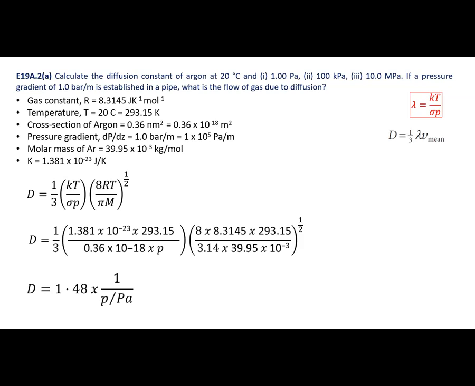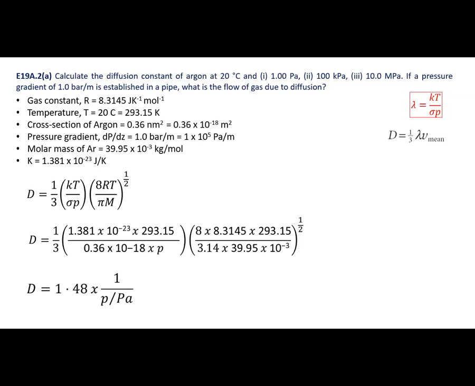So the next question is, calculate the diffusion constant of argon at 20 degrees Celsius and at different pressures: 1 Pascal, 100 kilopascal, and 10 megapascal. If a pressure gradient of 1 bar per meter is established in a pipe, what is the flow of gas due to diffusion? The question asks for two parts. One is we need to calculate the diffusion constant of argon, and we also have to calculate the flux of matter. What is the flow of argon in a pipe?